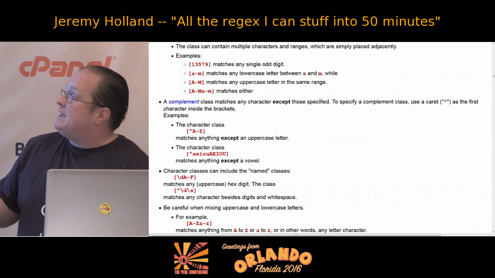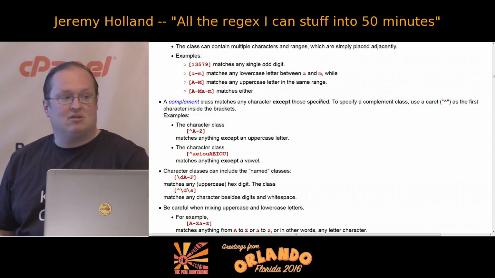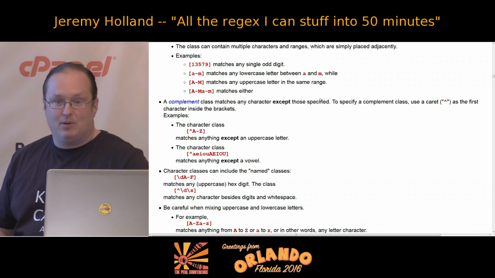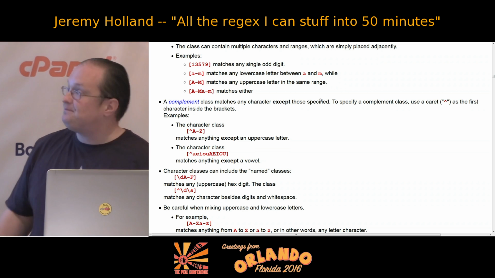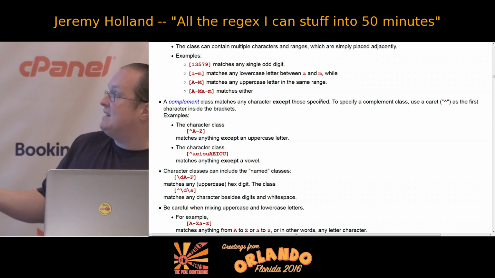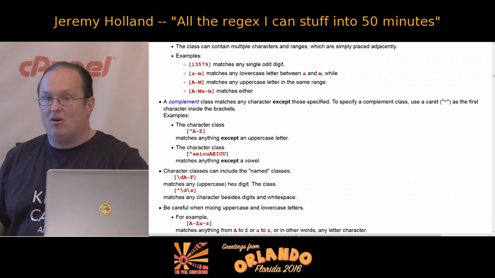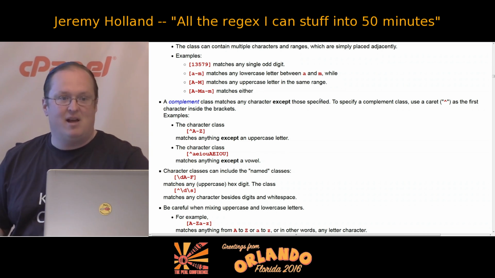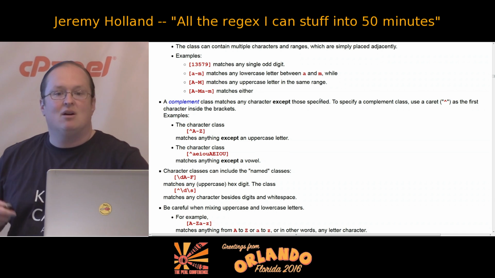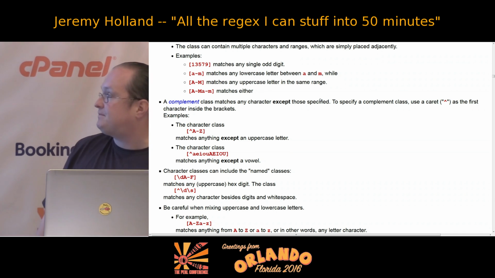If you put a caret as the first character of your class, you actually define a complement class, which is everything other than what you specified. So this is anything except an uppercase letter. This is anything except a vowel. And remember, it's ASCII-betical. So everything except a vowel doesn't mean a consonant. It means a consonant or a digit or a punctuation mark.